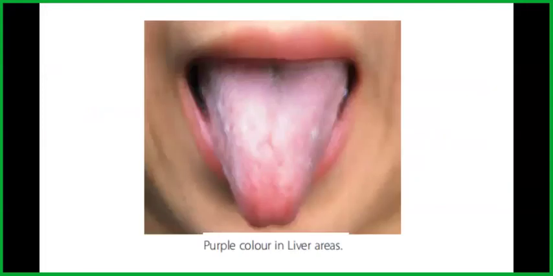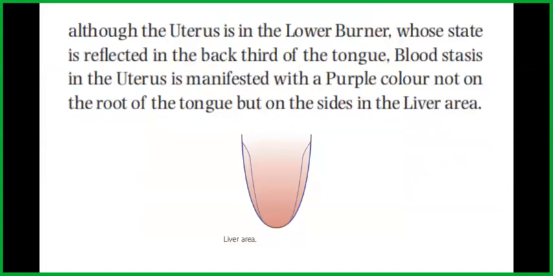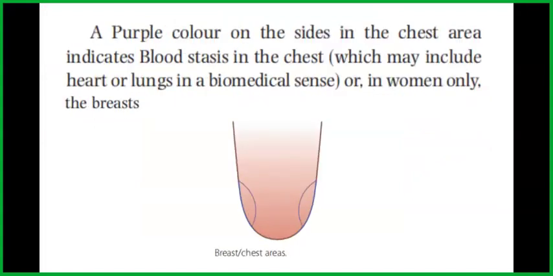As you can see in this picture, the purple color in the liver areas. Although the uterus is in the lower burner, whose state is reflected in the back third of the tongue, blood stasis in the uterus is manifested with a purple color, not on the root of the tongue, but on the sides in the liver area. A purple color on the sides in the chest area indicates blood stasis in the chest, which may include heart or lungs in a biomedical sense, or in women only, the breasts.